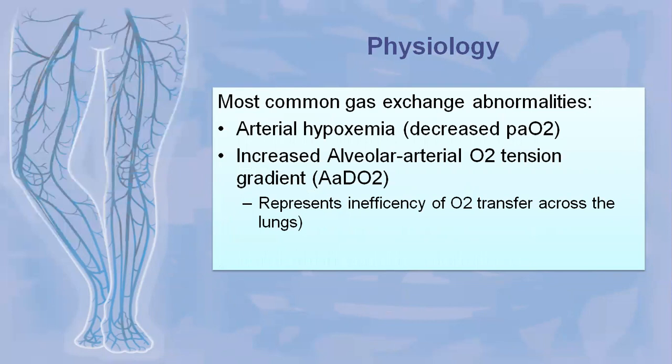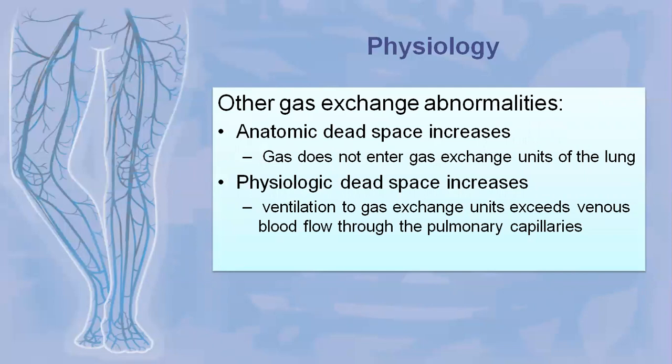On physiology, the most common gas exchange abnormalities are arterial hypoxemia, where there is decreased arterial oxygen levels and an increased alveolar arterial oxygen tension gradient, which represents inefficiency of oxygen transfer across the lungs. So other gas exchange abnormalities are, it may increase your anatomic dead space. It may increase the physiologic dead space, so ventilation to gas exchange units exceeds venous blood flow through the pulmonary capillaries.